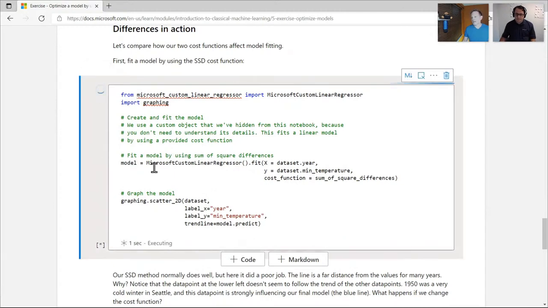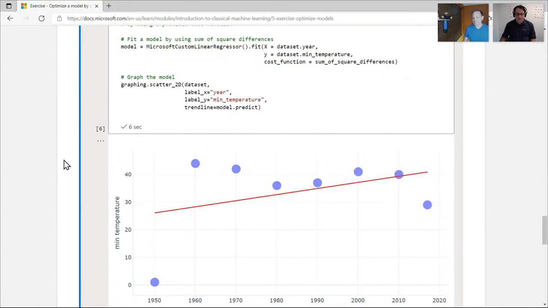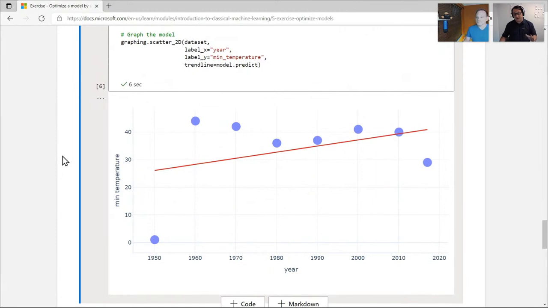So by the way, that Microsoft custom linear regressor is just exactly what we defined in the last exercise. So nothing creepy or magical going on there. Just what we did last time. Right, so we're just training the model and then we're plotting it as well to see what happens.